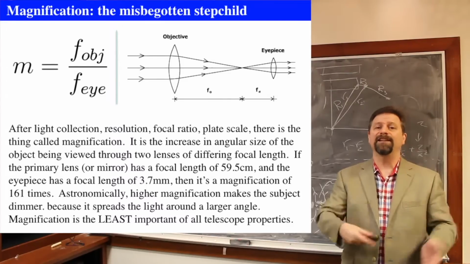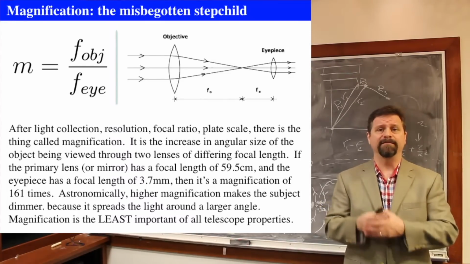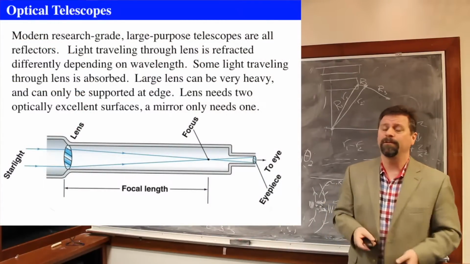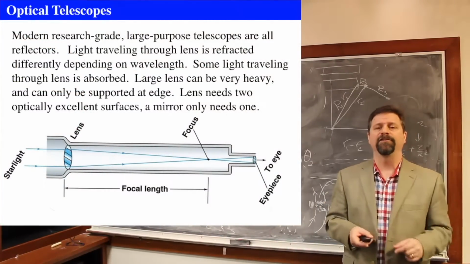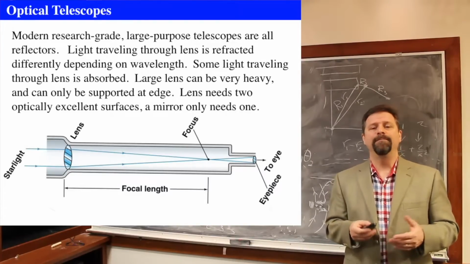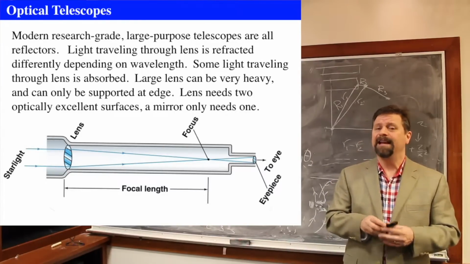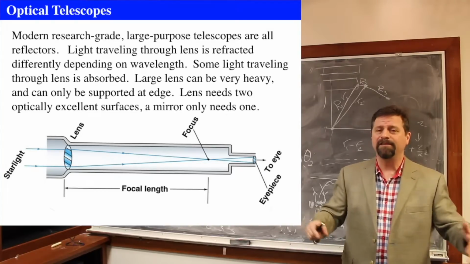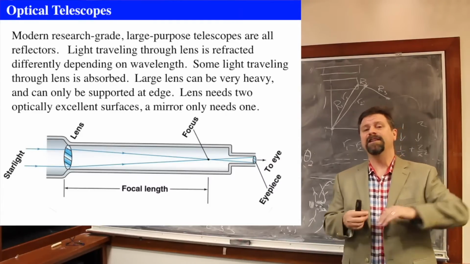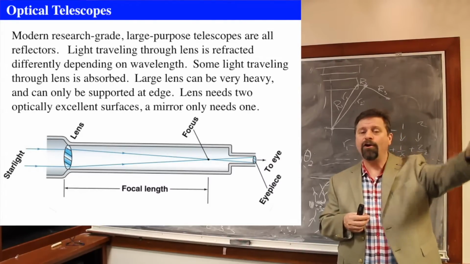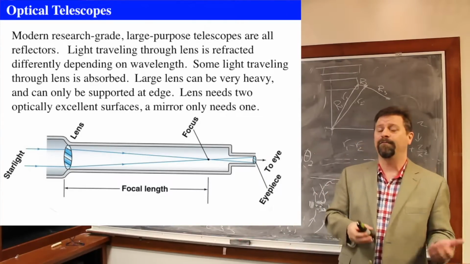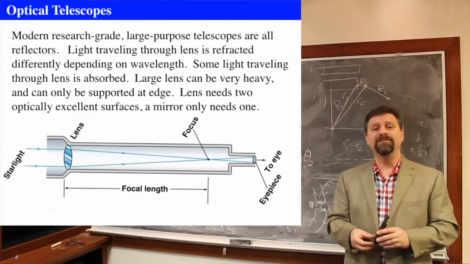All right, so what kind of telescopes do we have out there on the market that exist in the world? Well, modern research-grade telescopes and large purpose telescopes are all reflectors. There are no major research-grade refractors left, because that's a big piece of glass. Let's say you have a 3-foot diameter piece of glass. That's going to have a long focal length, so you're going to put it in a very long telescope. And a long telescope has a big lever arm, which means the telescope itself would weigh an enormous amount just to support the glass.